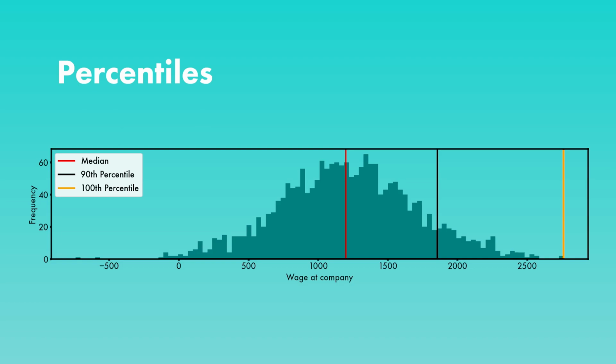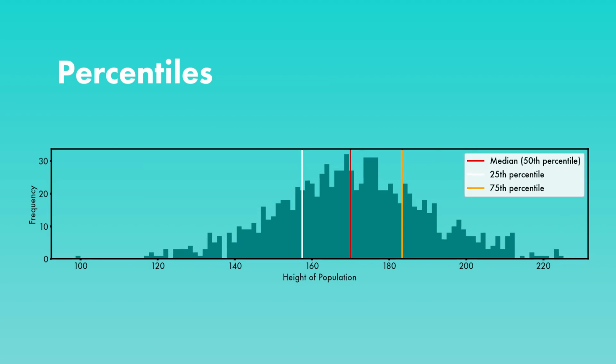There is a correspondence between the percentiles and the quartiles. So the 25th percentile corresponds to the first quartile, and the 75th percentile is the third quartile. The 50th percentile is the median, and this is the score below which we have 50% of the data.